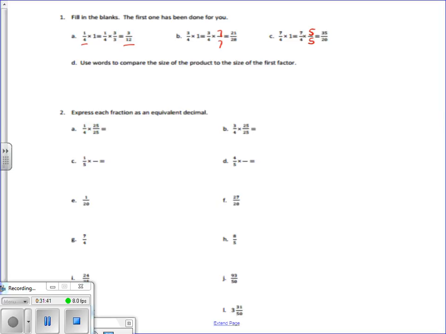But you could still simplify it, because when we simplify it, we get the same exact thing. So you could say that the product is the same.